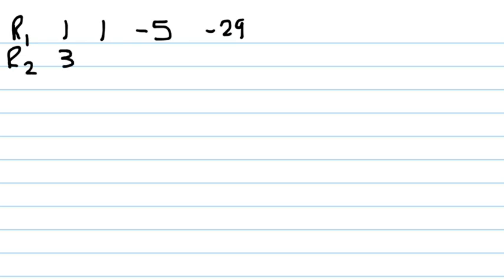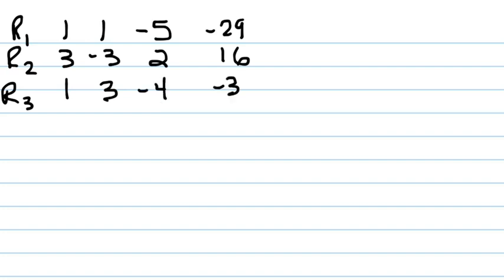All right, so here we go. Our system was x plus y. So we had 1x, so remember row 1, 1x, 1y, negative 5z's, and that equaled negative 29. Row 2 is, well, there were 3 x's, negative 3 y's, 2 z's, and that equaled 16. And row 3, there was 1x, 3 y's, negative 4 z's, and that equaled negative 30.